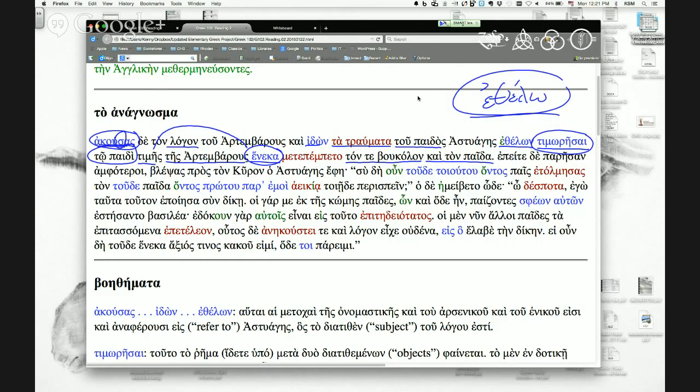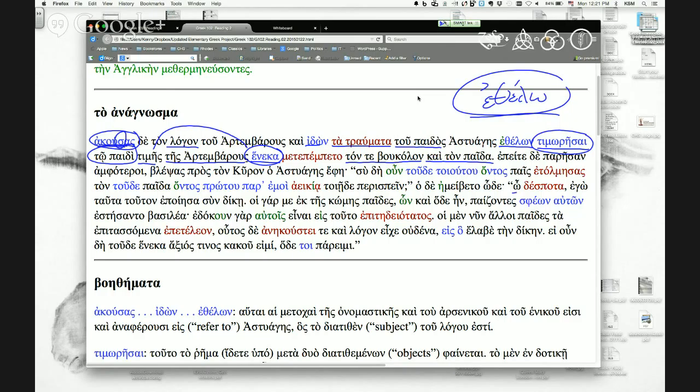Yes. Excellent. In the first response, with the phrase ego tauta tuton poesa sum dike, does tauta and tuton, does one refer to one this and another this? Excellent question. Okay, so here's the thing.